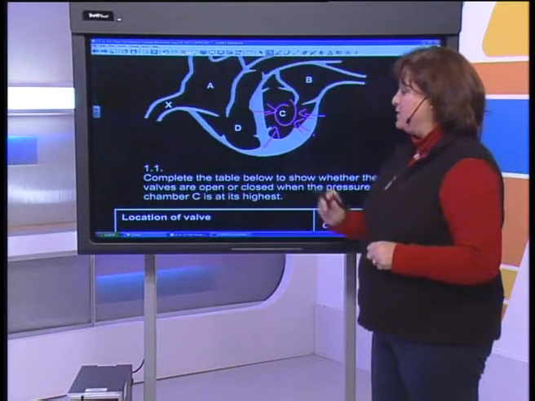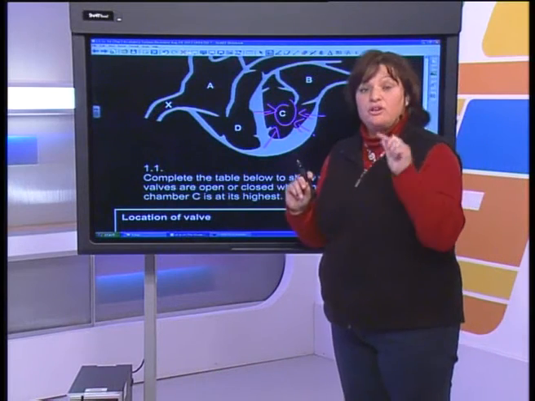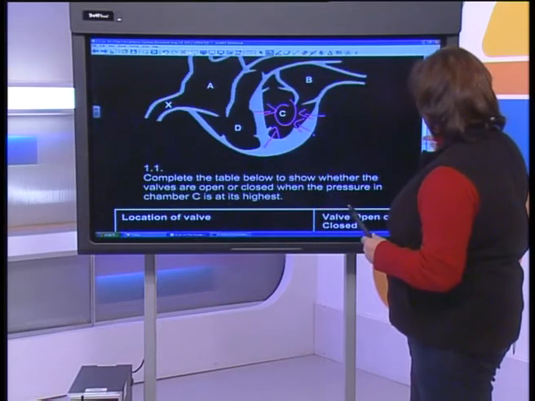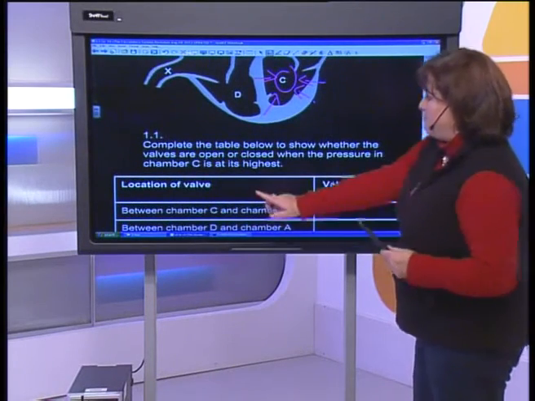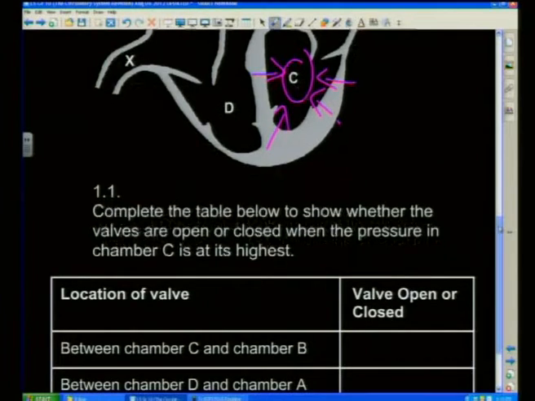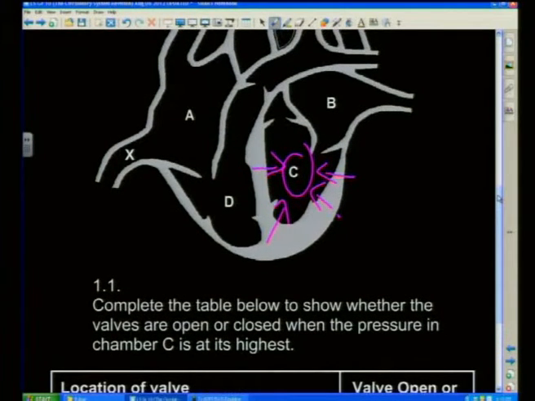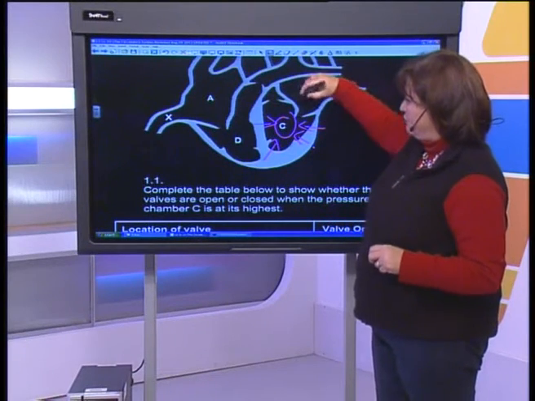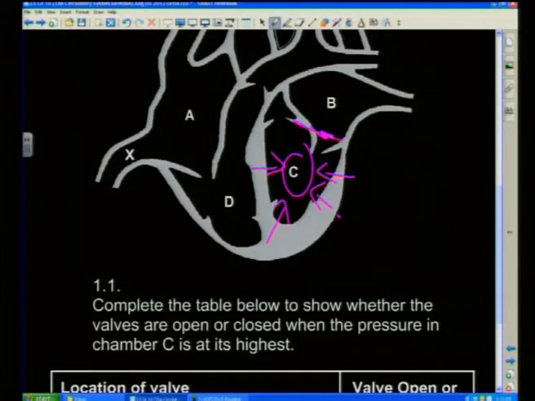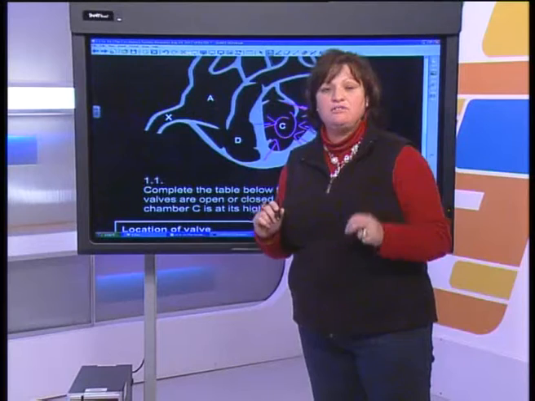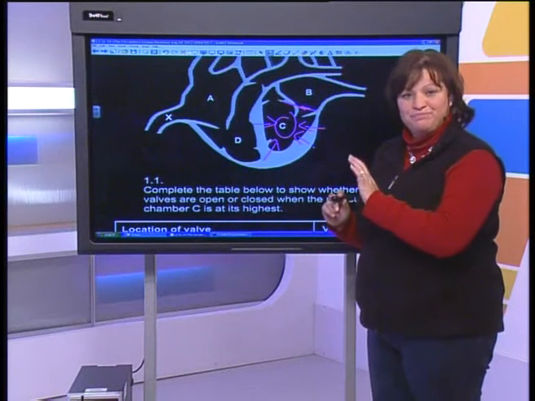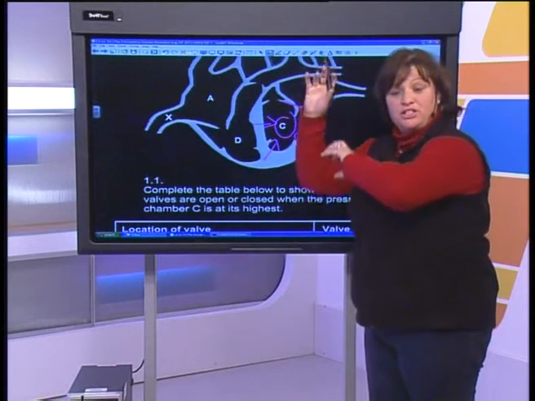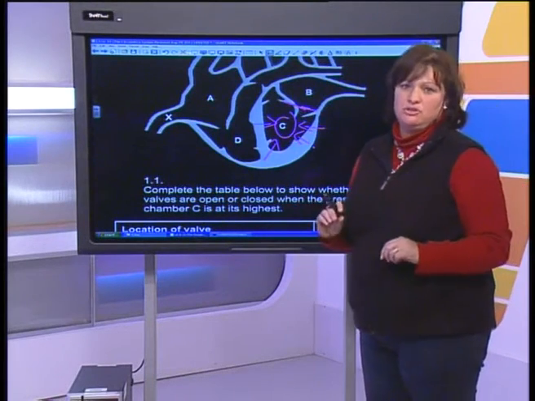squeezing. Now it asks you which of the valves are going to be open and which are going to be closed. So between chambers C and B, that would be over there. If this is contracting, systole, you definitely do not want those open, because remember, what is the function of the valves? To stop backflow. You don't want the blood to go in and then go out again.